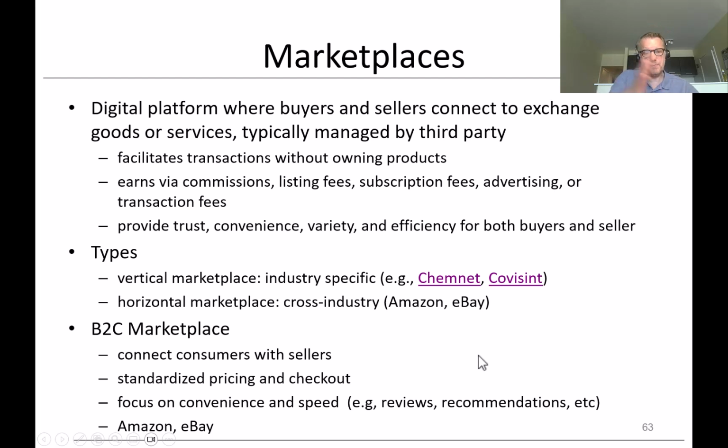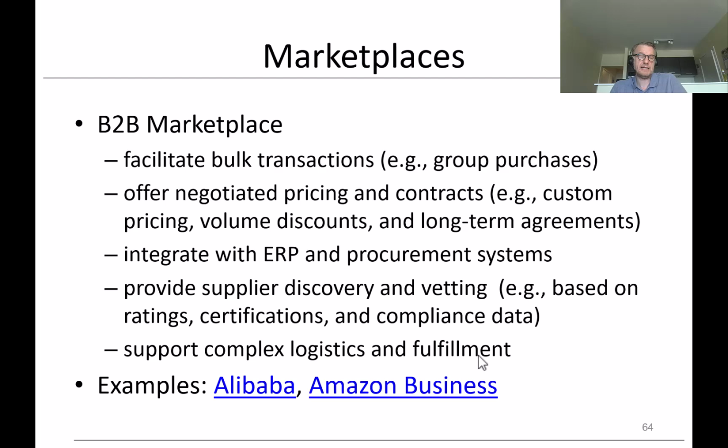Okay, so they can be vertical, industry specific, or horizontal, cross industry like Amazon and eBay. B2C marketplaces connect customers with sellers, standardize pricing and checkout, and focus on convenience and speed like Amazon and eBay. Then we have B2B marketplaces that connect businesses to other businesses to facilitate bulk transactions. Group purchases often come with negotiated pricing and contracts specified in what we call service level agreements that denote this pricing, that may also specify volume discounts and so on. All of this will be integrated into the ERP and procurement systems.